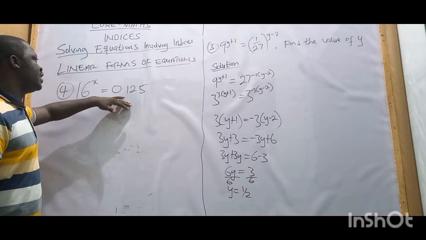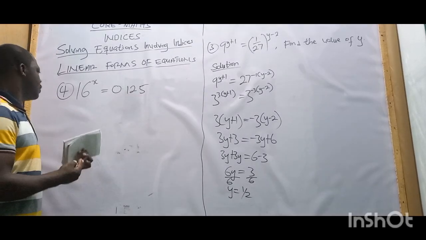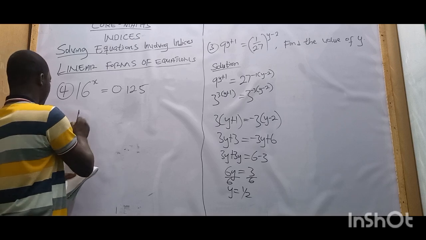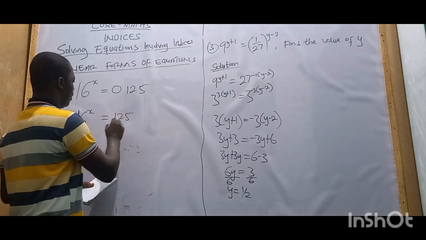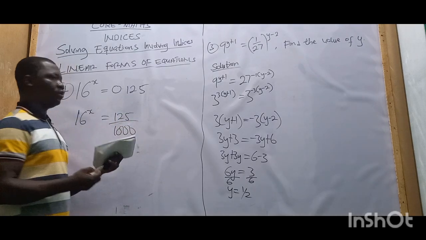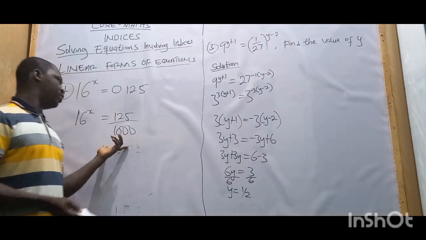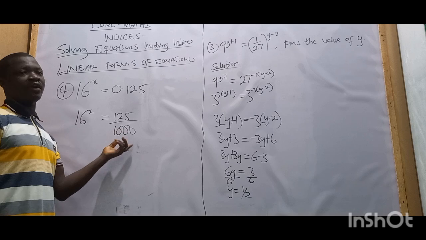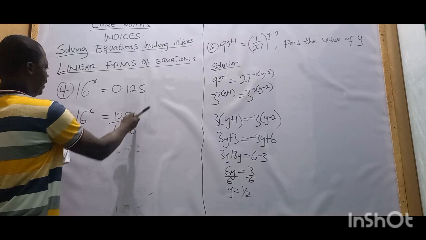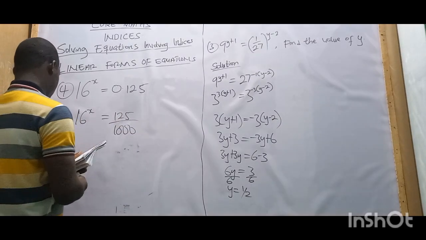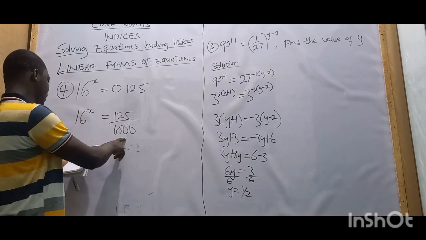Right, so I'll have to change 0.125 to what? To fraction. So to do that, I'll get 125 over 1000. You have learned changing decimals to fraction. So if you know how to do it, you get 125 over 1000. This one can be simplified. You can divide by 125 and it will divide itself 1, it will divide itself 8.